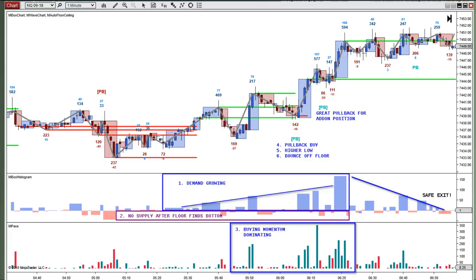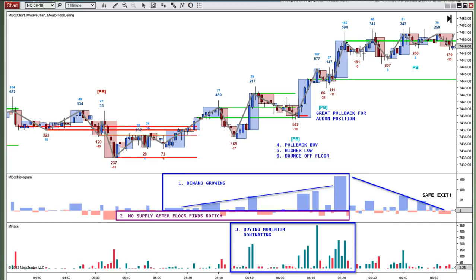A lot of people will ride out losing trades to very high losses, and then winning trades they're afraid to add on to the position. It's psychological, but it's very beneficial to do add-on positions. So say we got in this trade, we added on this trade. Now where do we get out?